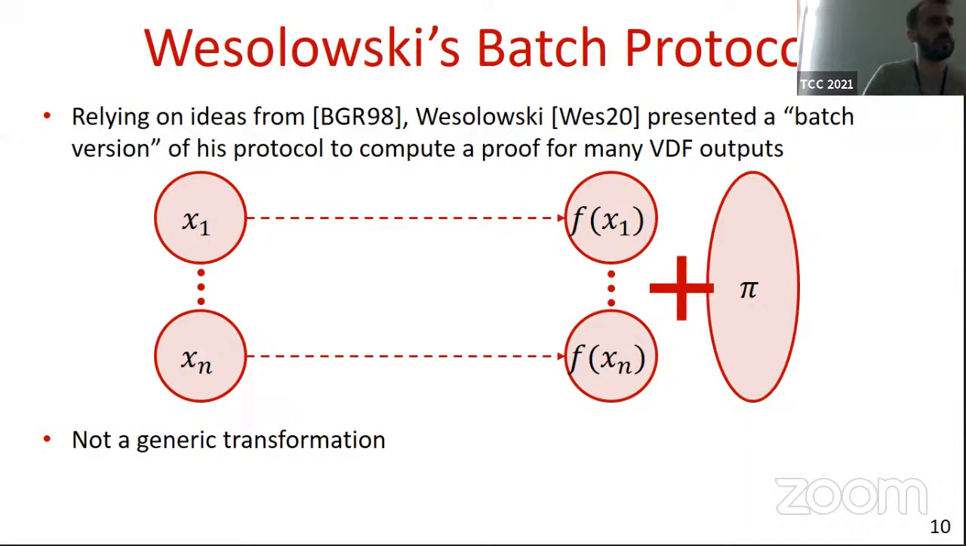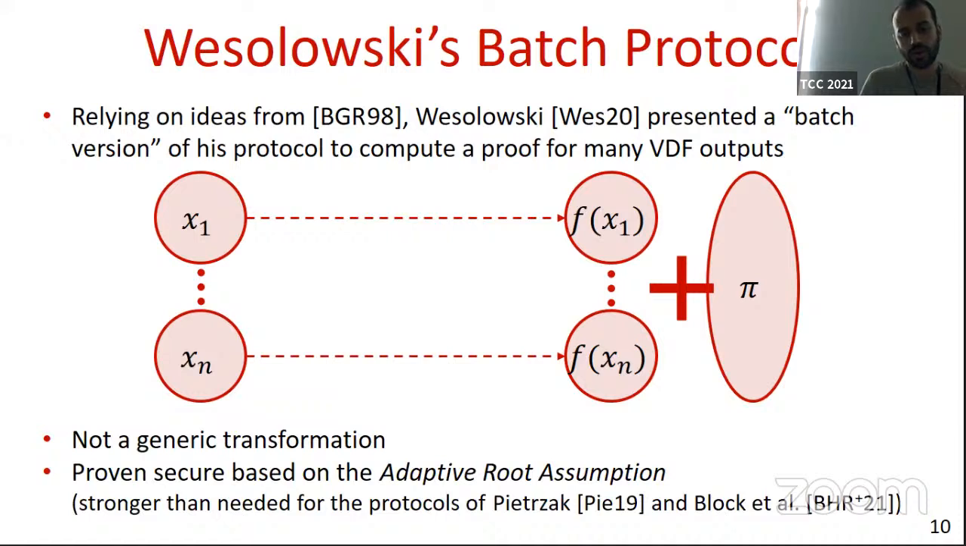Two things that are left to be desired by this work. First, at least in the way that it was presented, this is not a generic transformation. It's simply a batch version of Wesolowski's protocol, and it's not presented as a general compiler that can take any proof of correct exponentiation for a single instance and transform it into a batch proof for many instances. But a more serious issue is that the analysis of this batch protocol relies on the adaptive root assumption, which is a relatively new and strong assumption in groups of unknown order.